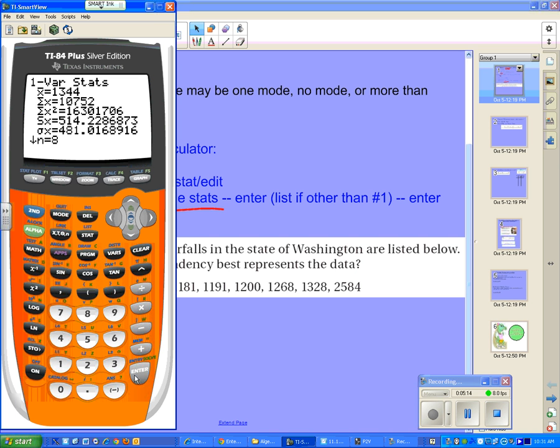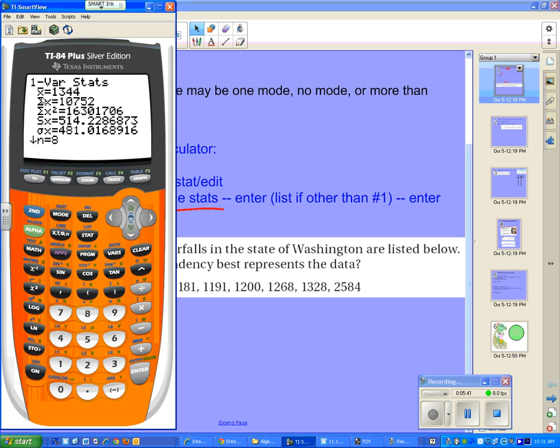This gives you all kinds of information, more than we're going to need. But what's the first thing that you see on there? What's that X bar stand for again? The mean, the average. So this one right here, that's your mean. So you don't ever have to add anything up again and divide by however many there are. That's going to be your mean.